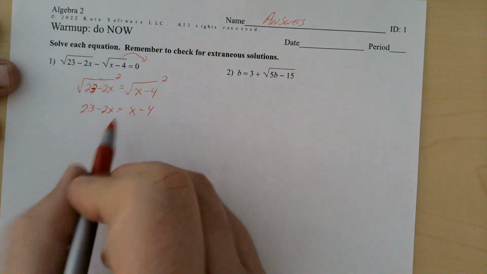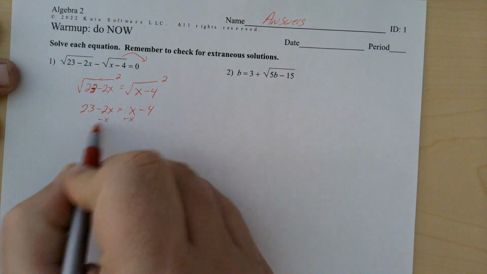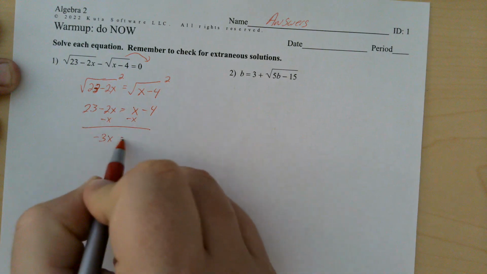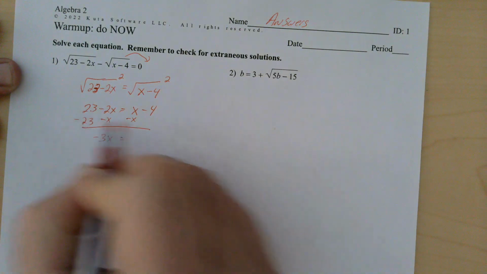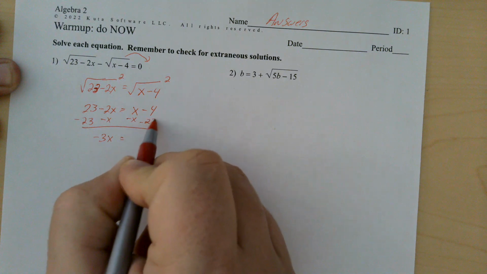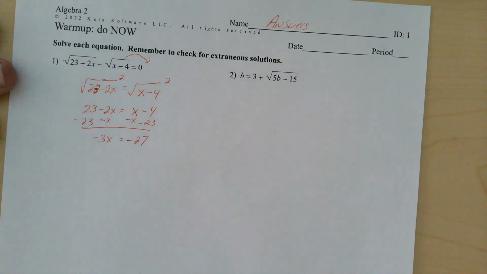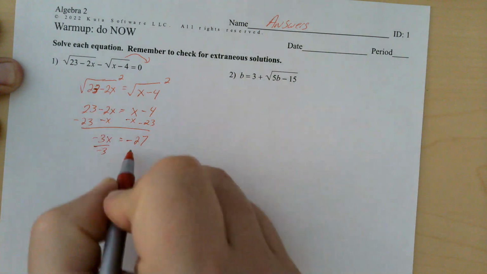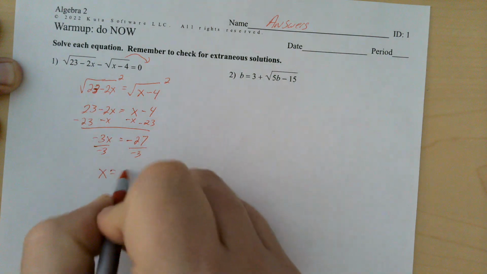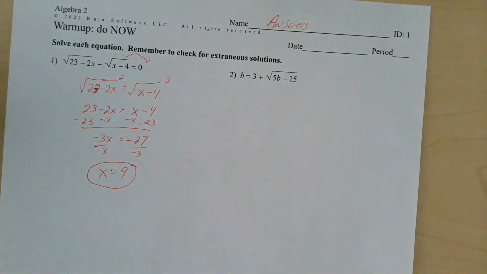So if I get my x's together, if I bring this x over, I'm going to have negative 3x. And if I subtract my 23, I'm going to have negative 27 on the right. So one last move is to divide by negative 3, and I get an answer of 9.